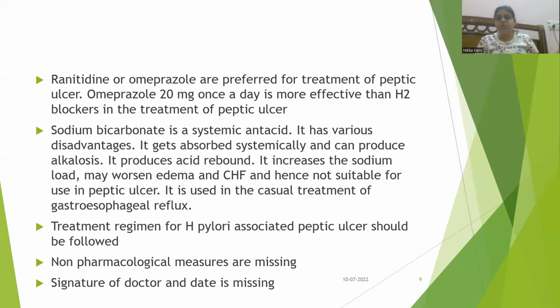It increases sodium load. It will enter the systemic circulation, increase the sodium load, and may worsen edema and CHF, and hence is not suitable for use in peptic ulcer. It can be used in the symptomatic treatment of gastroesophageal reflux disease, but causes alkalosis and acid rebound, and may worsen edema and CHF by causing the sodium load. The treatment regimen for H. pylori associated peptic ulcer should be followed. Non-pharmacological measures are missing, and the signature of the doctor and date are missing.